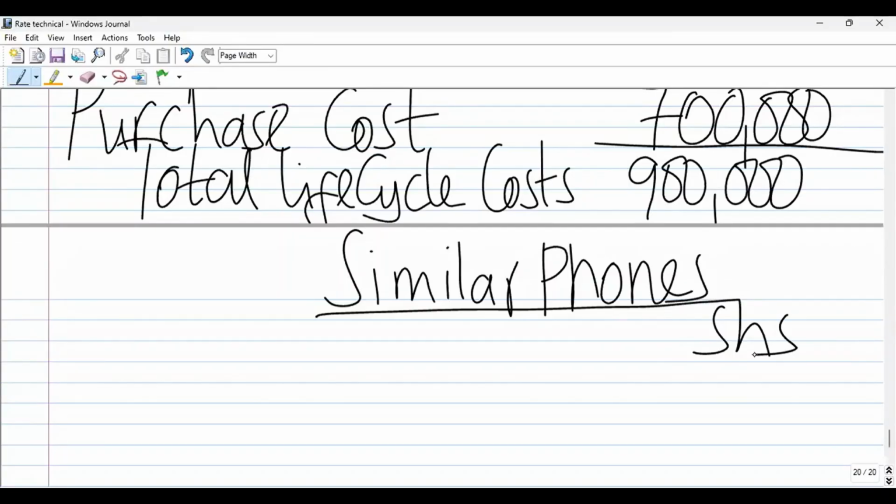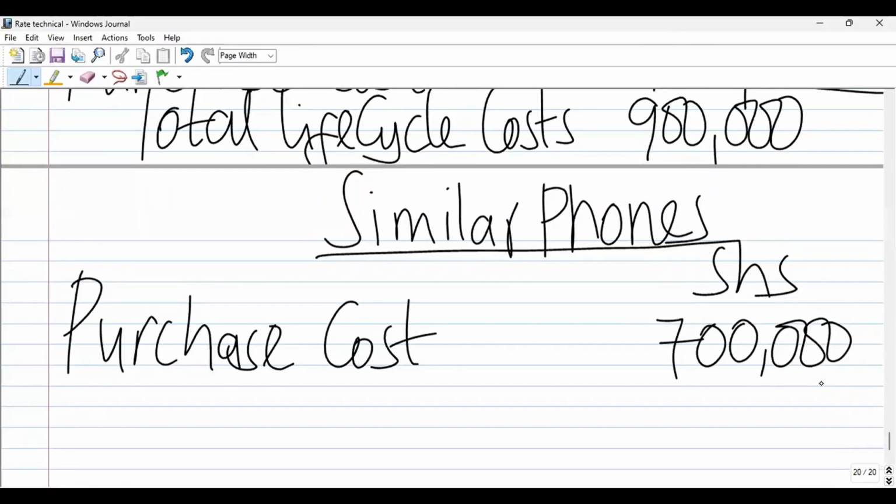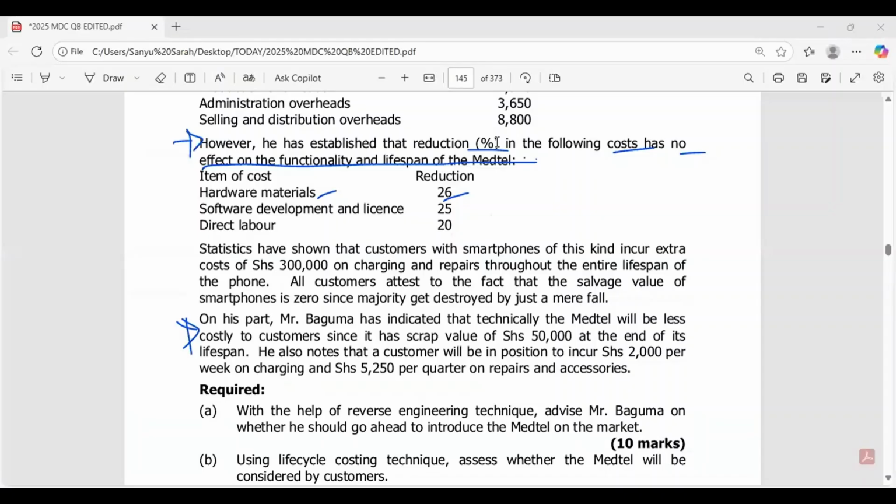So we have shillings. First of all, the customer will have to incur a purchase cost. It's still 700, just like the Meditel. So that one is the same. So we go and see other costs they are going to incur as similar customers. They have told us that statistics have shown that customers with smartphones of this kind incur extra costs of 300 on charging and repairs throughout the entire lifespan of the phone. So if you are to use a similar phone, for charging and repairs, you are only going to incur 300,000.